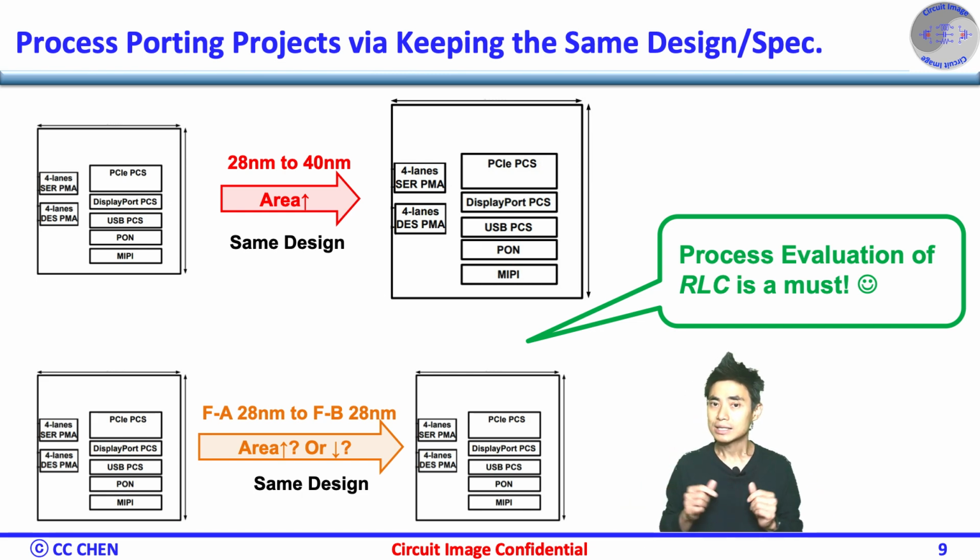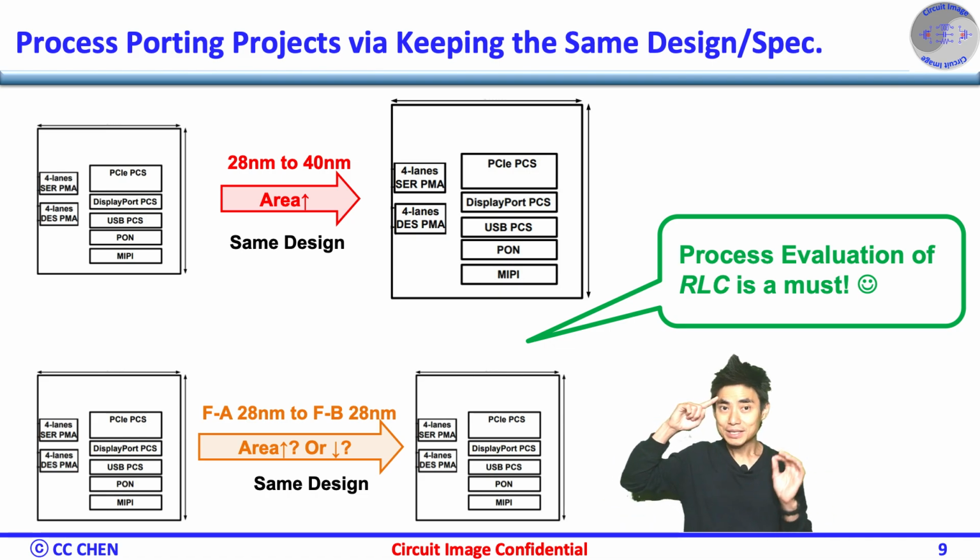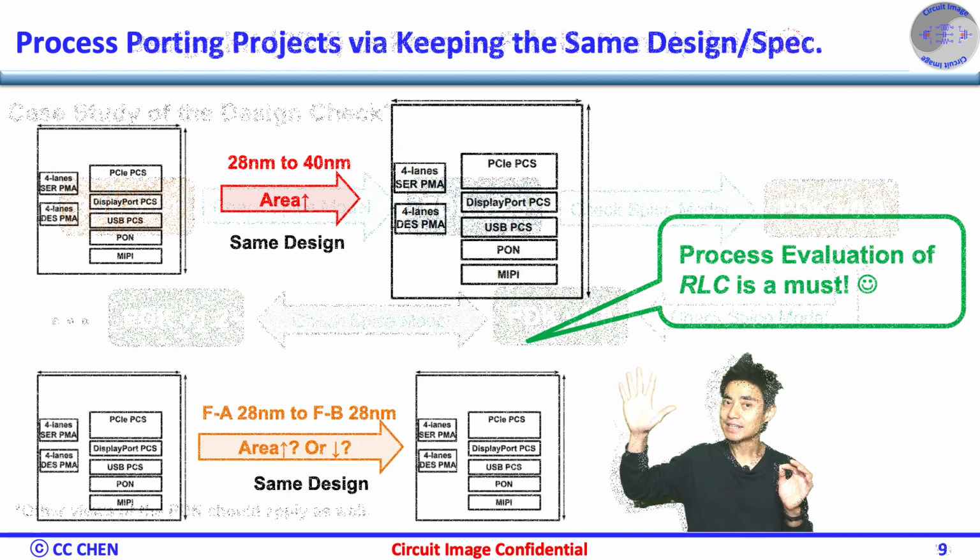Therefore, you can decide if choosing foundry B is the best for you between the porting effort, layout schedule, and the wafer price. Besides the porting effort, what's another motivation for you to choose the RLC process evaluation? Think about the PDK images for 5 seconds.